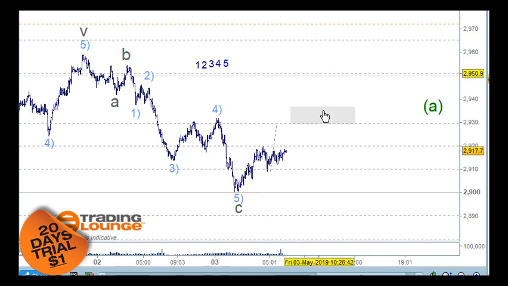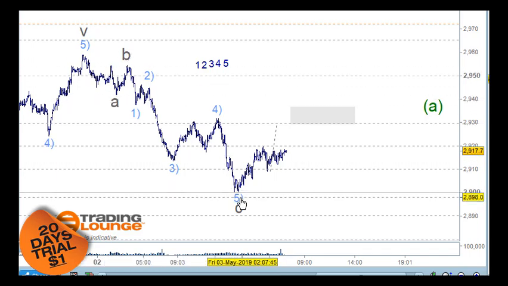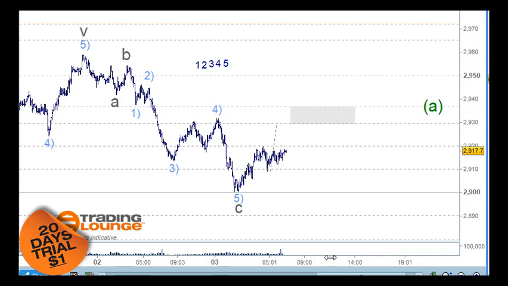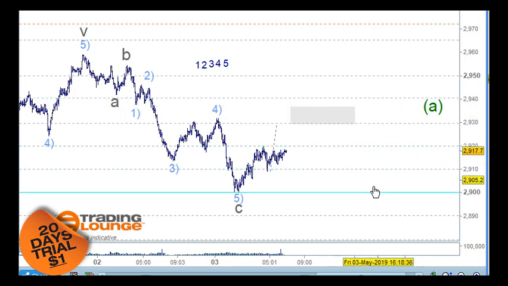So in a nutshell, just this ABC business here and the other issues that I mentioned, if the 61.8% here, say the 2940, becomes the support here, then you'll need to be looking to go long from that point. Okay, so I'll just move that a bit and put that there on the 40. If that 40 becomes support, then you need to be long from that point. We're expecting it to move up anyway.